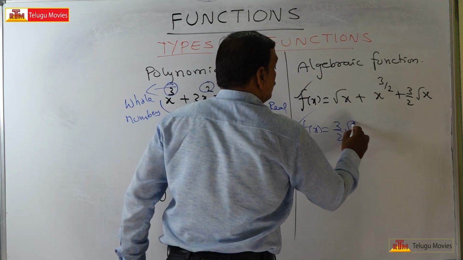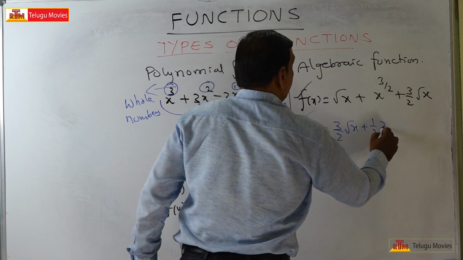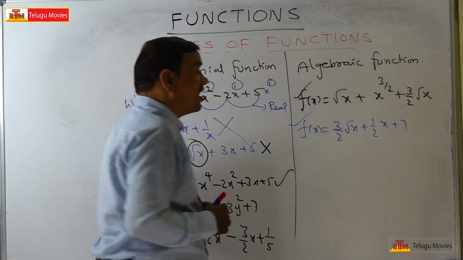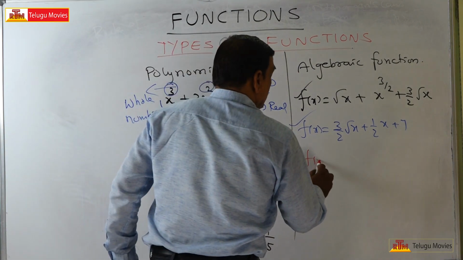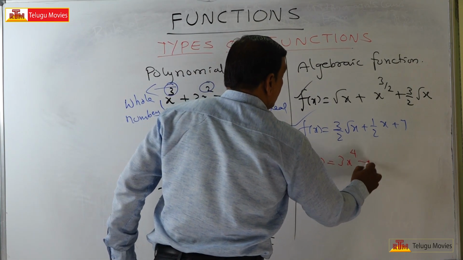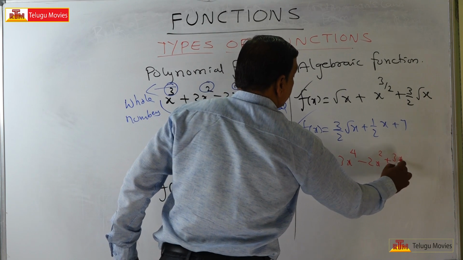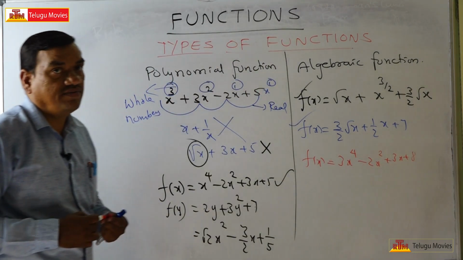So f of x is equal to 3 by 2 root x plus 1 by 2x plus 7. This is also an algebraic function. And one more thing, f of x is equal to 3x power 4 minus 2x cube plus 3x plus 8. This is also an algebraic function.